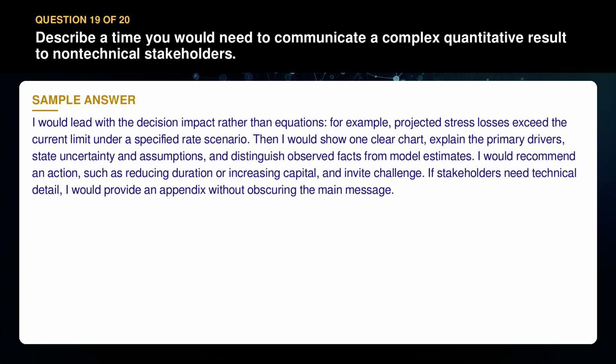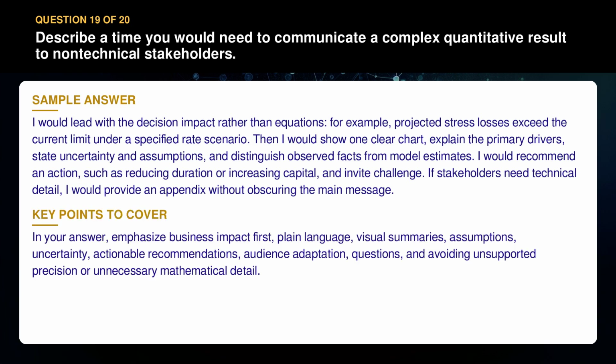Then I would show one clear chart, explain the primary drivers, state uncertainty and assumptions, and distinguish observed facts from model estimates. I would recommend an action, such as reducing duration or increasing capital, and invite challenge. If stakeholders need technical detail, I would provide an appendix without obscuring the main message. In your answer, emphasize business impact first, plain language, visual summaries, assumptions, uncertainty, actionable recommendations, audience adaptation, questions, and avoiding unsupported precision or unnecessary mathematical detail.